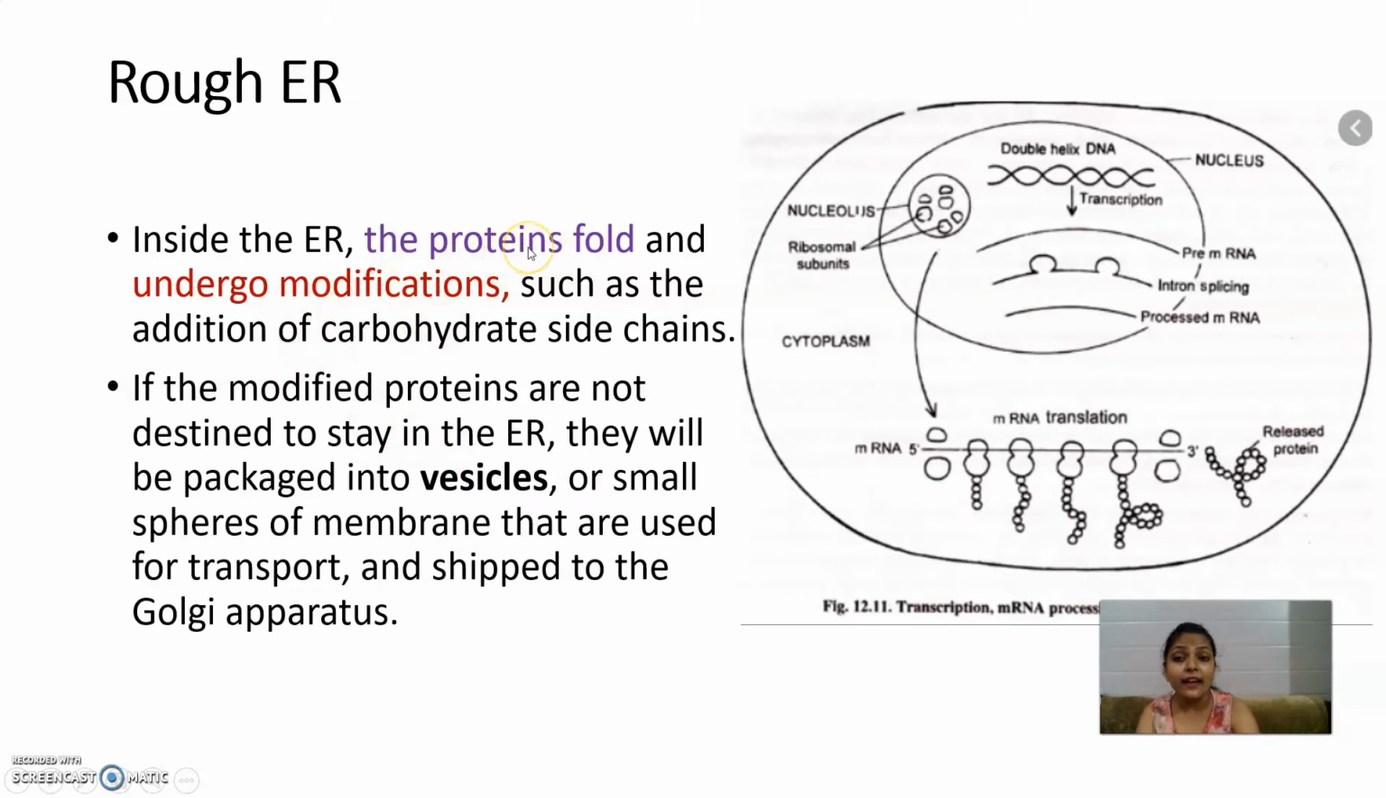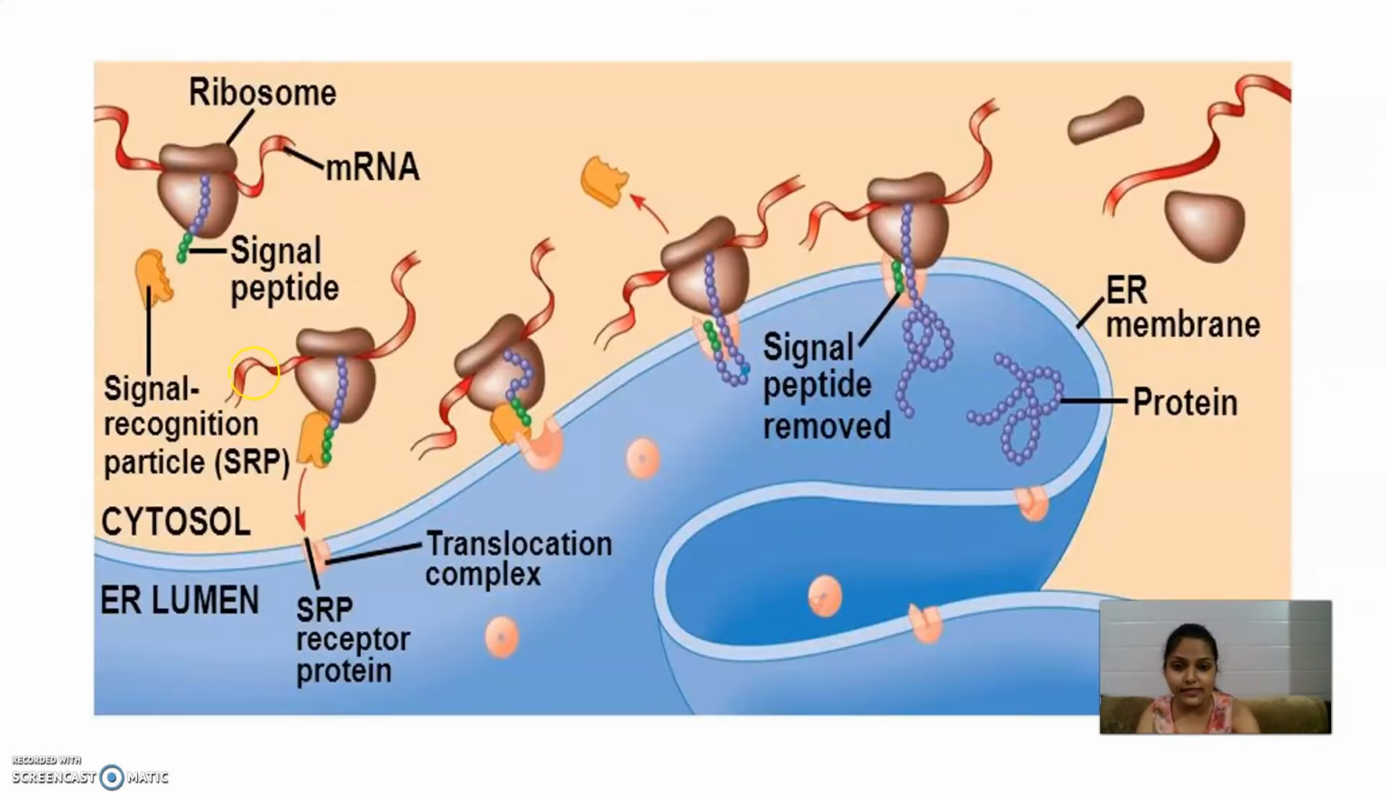Inside the ER, the protein folding and its modifications take place with the addition of certain carbohydrate side chains, and if the modified proteins are destined to stay in the ER, they will be packaged into vesicles, or small spheres of membranes that are used for transport, and shipped to the Golgi apparatus. We have already discussed this.